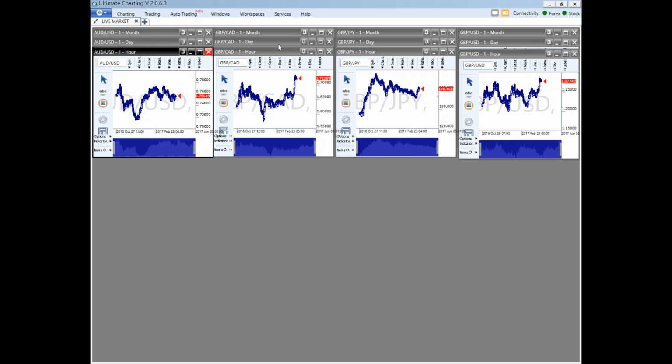All right, so we'll go left to right. We'll go Australian, pound Canadian, pound yen, pound dollar, and see what we do here looking forward, and an opportunity, and also showcasing how I am going to be using the grid trading technique into these currencies.